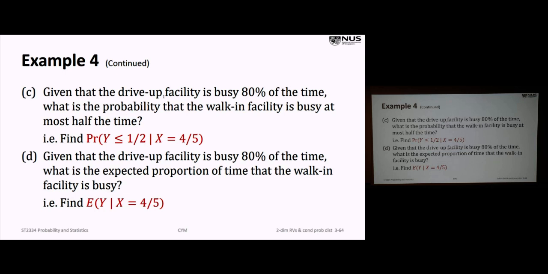Okay, so what does this mean? I want to compute the probability that y, which is my walk-in facility, is at most a half, given that x is equal to 4 over 5. So what is the scenario here? What I want to do is compute the conditional PDF of y given x, and then compute the integral between 0 and 1/2 of the conditional PDF of y given x, evaluated when x is equal to 4 over 5.